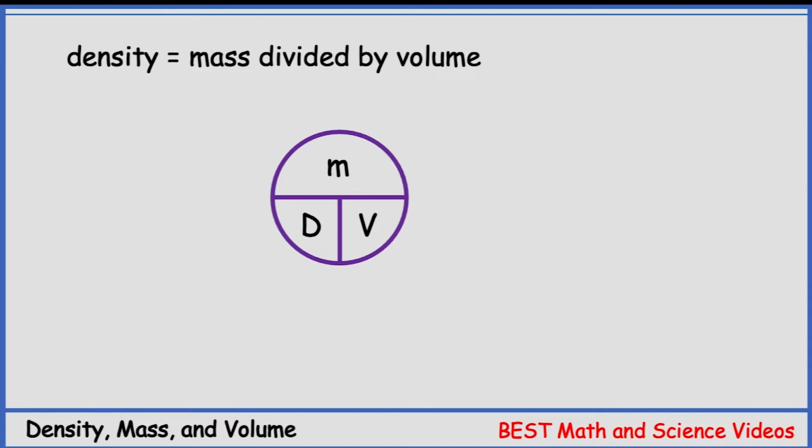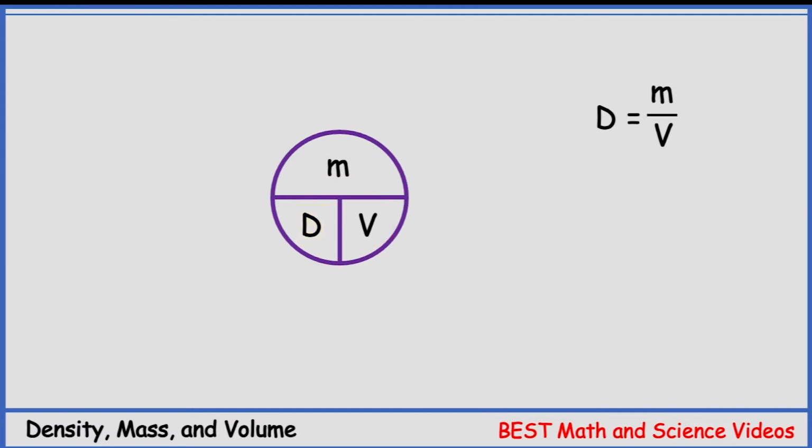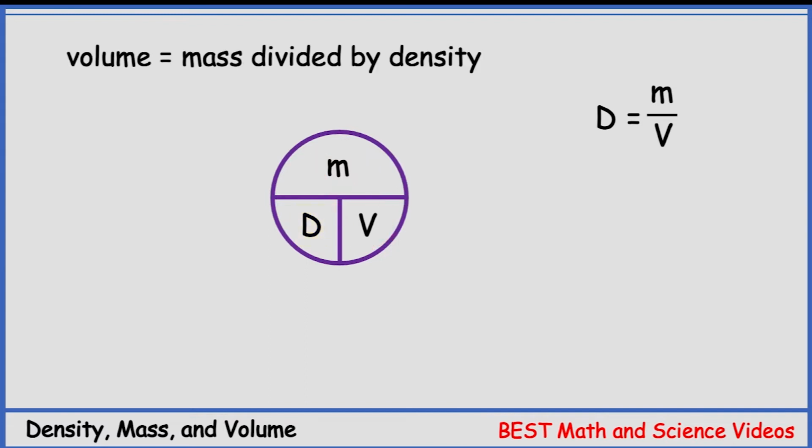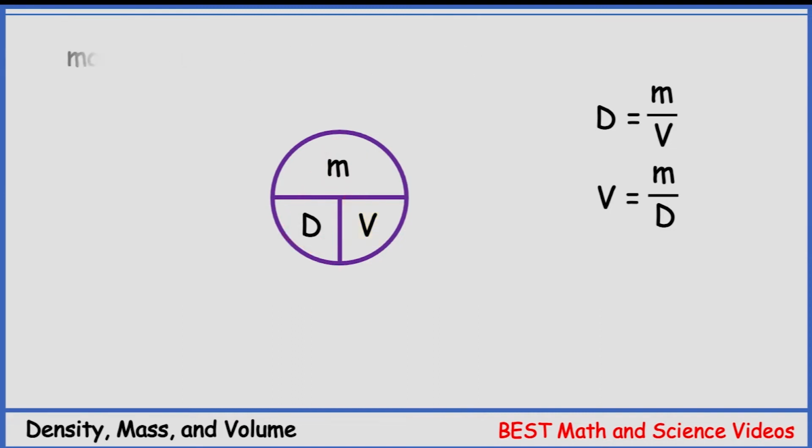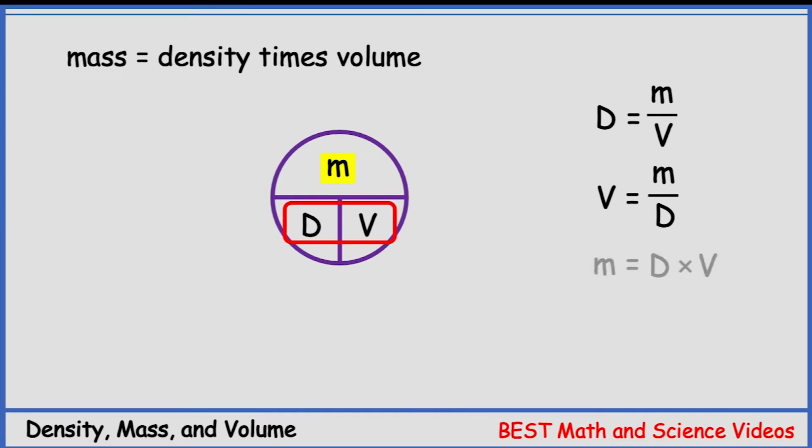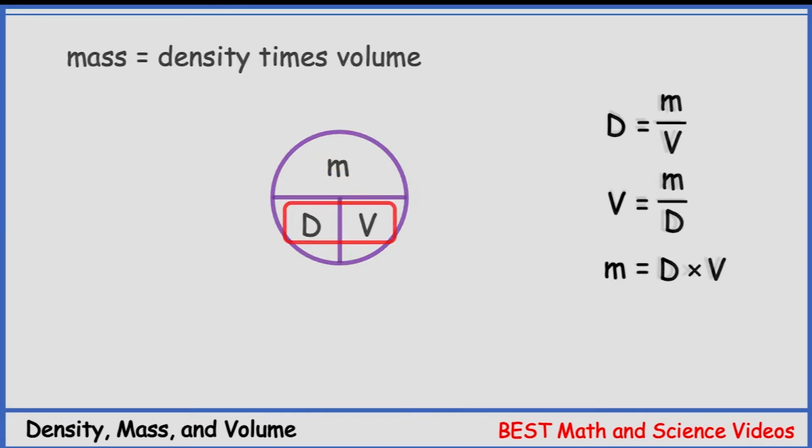The diagram shows that the formula for density d is m over v. The diagram also shows that volume is mass divided by density. Volume V is m over d. And the diagram also shows that mass equals density times volume. Mass m is d times v. So using these formulas, let's now look at how to solve density problems.